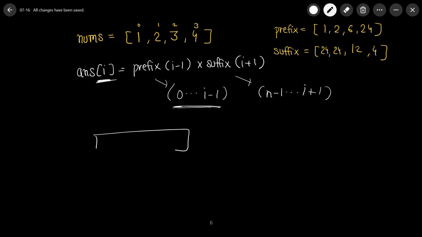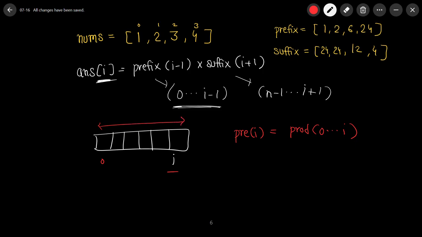So suppose, let's talk about prefix first. So prefix does nothing, but it stores, suppose we talk about prefix of I. Prefix I stores product of 0 till I, right? That means this is 0. So 0 till I means this portion. So prefix I stores this. And this prefix array, as we know, we fill from left to right. So if we are currently tackling an index I, we would already have the results for these places because we came from there only, left to right.